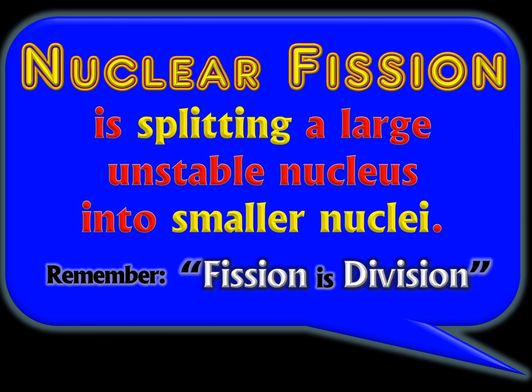Now, nuclear fission will not occur with every single nucleus. It takes a particularly unstable nucleus to allow nuclear fission to occur. We'll get into that more later on. But again, fission is division. That's the easy way to remember which one is which.